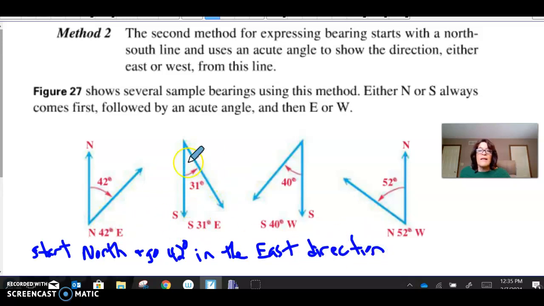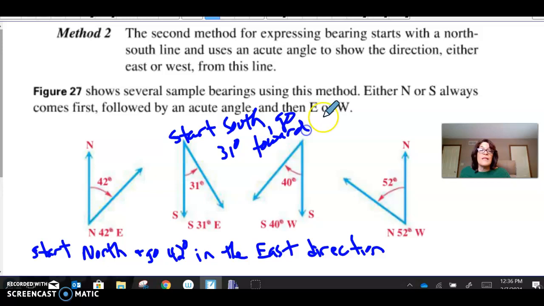Okay, that's what this means. This one, you start south and you go 31 degrees in the east direction. South 40 degrees west, you still start south, but you open 40 degrees towards the west. North 52 degrees west, you start north, but you open 52 degrees towards the west.